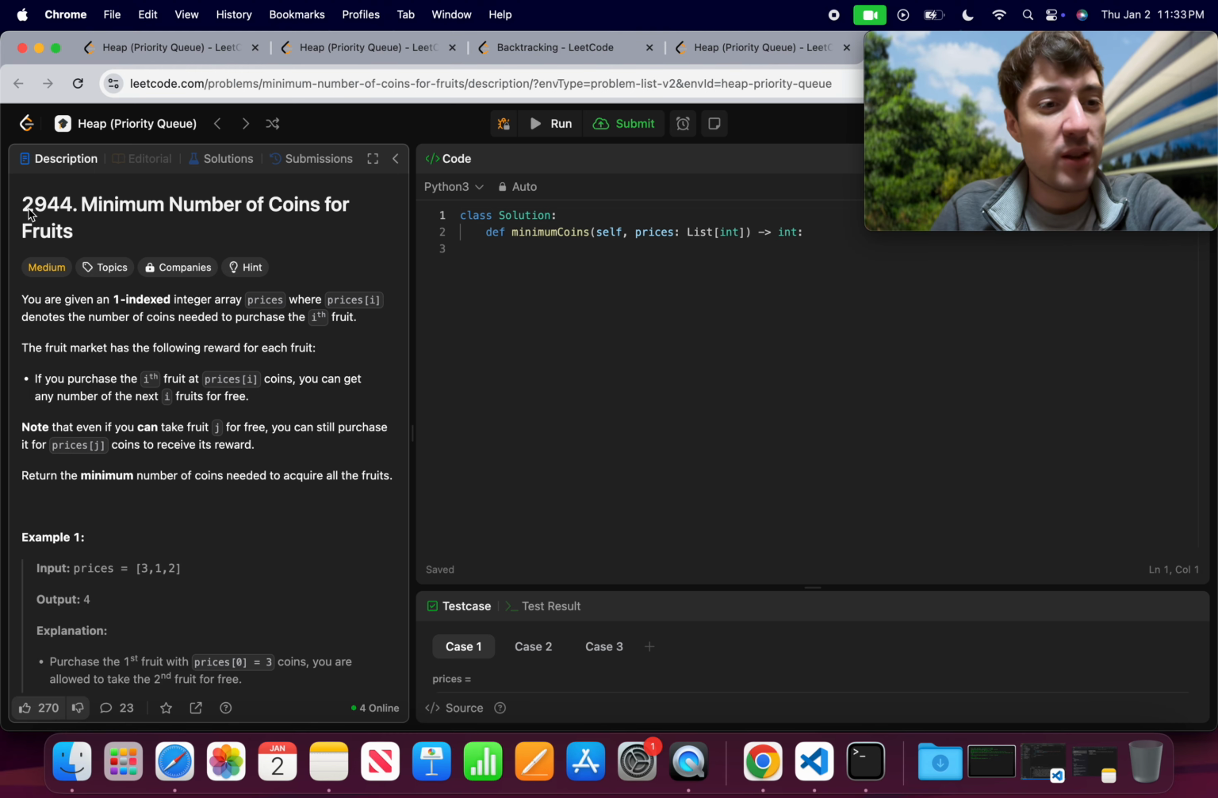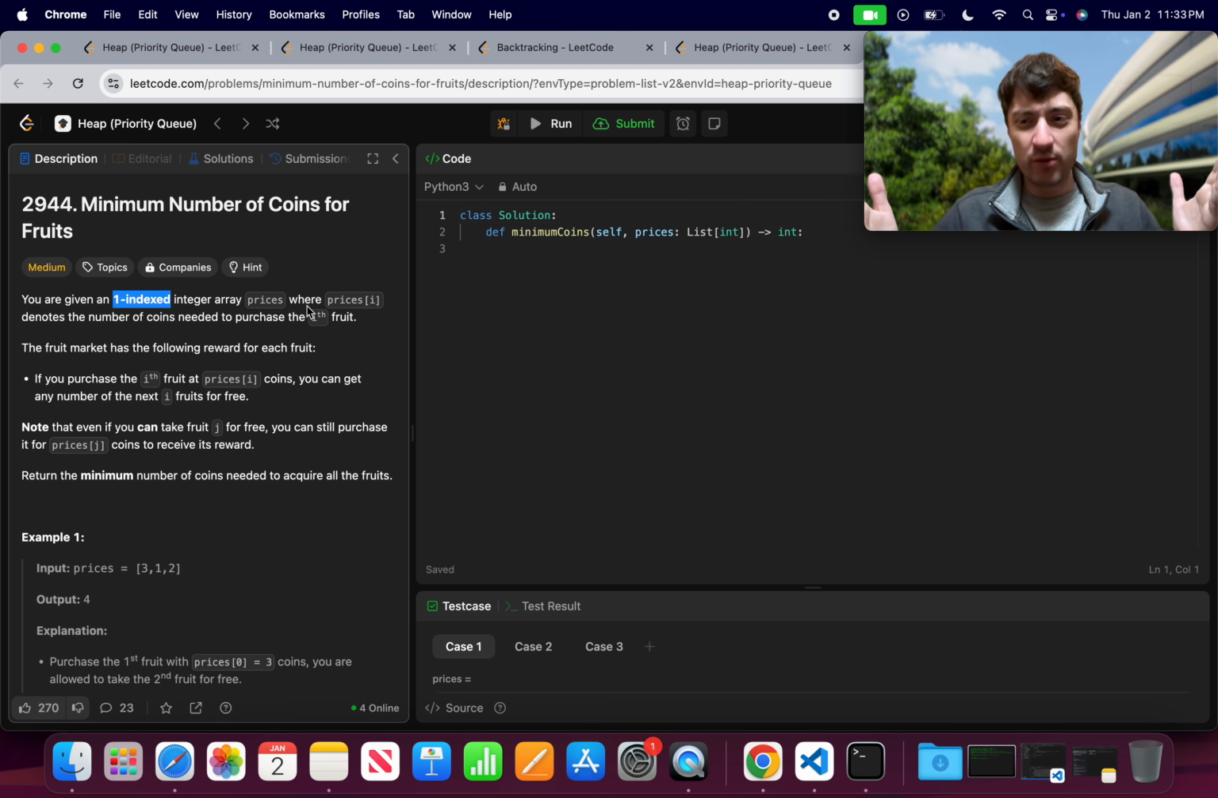2,944. Minimum number of coins for fruits. You are given a one indexed integer array prices. Okay, so we're given an integer array that's indexed at 1. Okay, that's a little bit strange.